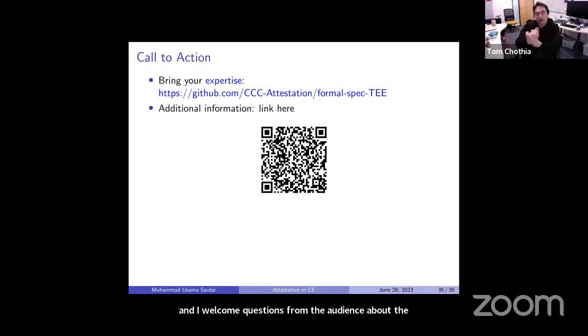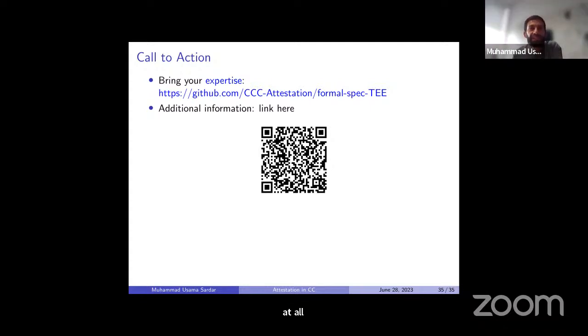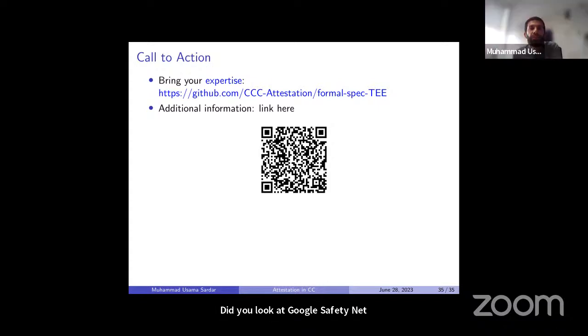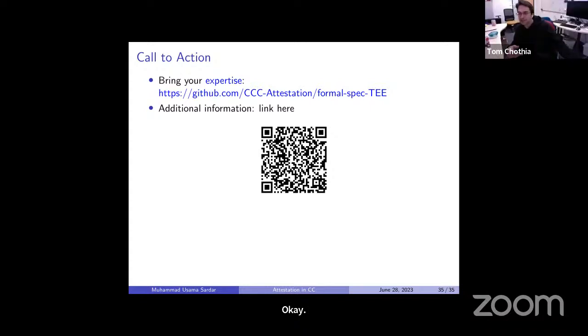I've got some questions. Did you look at Samsung Knox or Google SafetyNet at all? Sorry, say again, Google SafetyNet? Did you look at Google SafetyNet or Samsung Knox at all? They're alternative attestation systems. I see. No, I haven't looked at them yet. Is it related to trusted execution environments, or is it a general attestation framework? It's a general attestation framework.